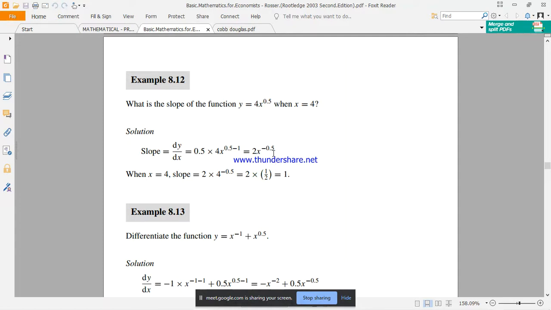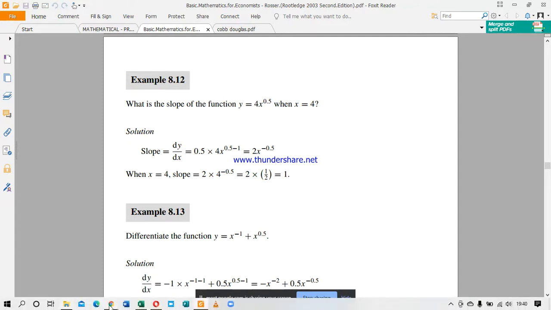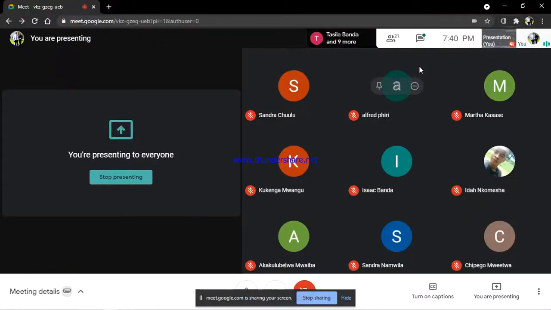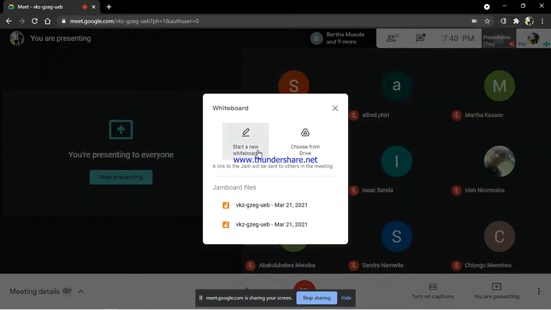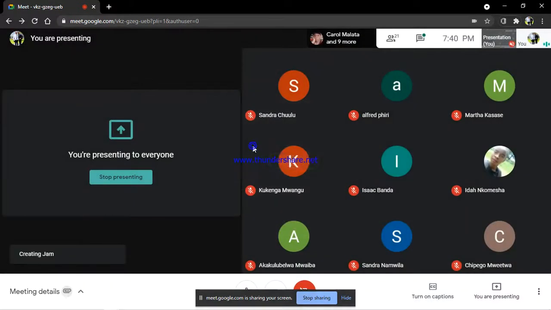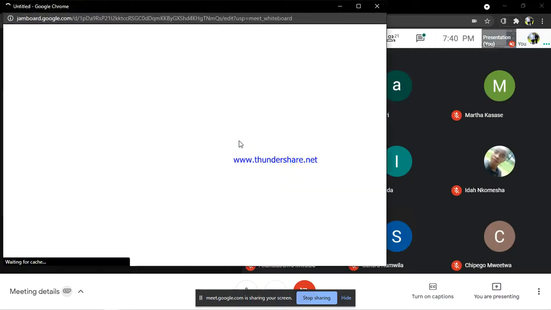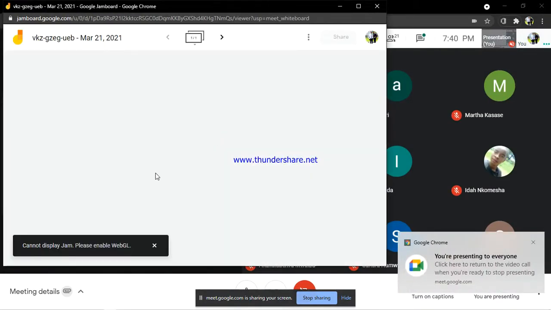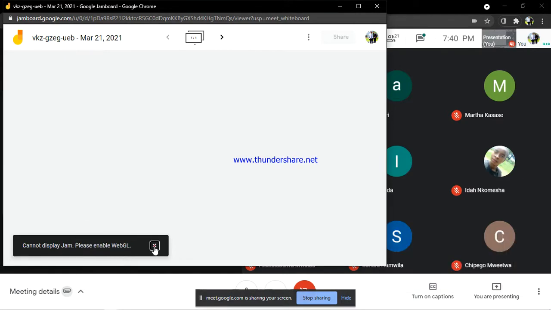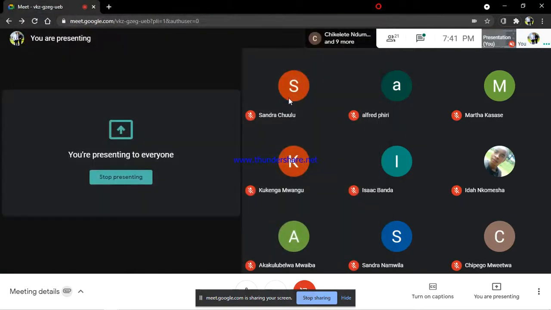But now the Jamboard is misbehaving. I wanted us to look at how to play around with inverses. Now the technology is misbehaving. It's not my fault. We can't display. Please enable. I'll look at this maybe as we prepare for the second session. Sorry for that. It's not my fault.